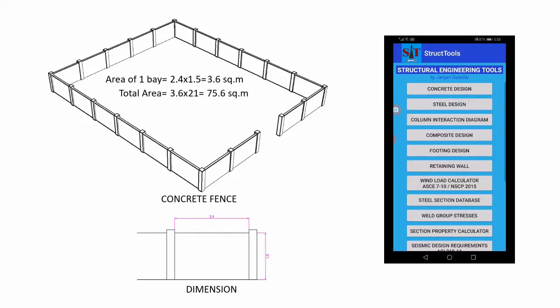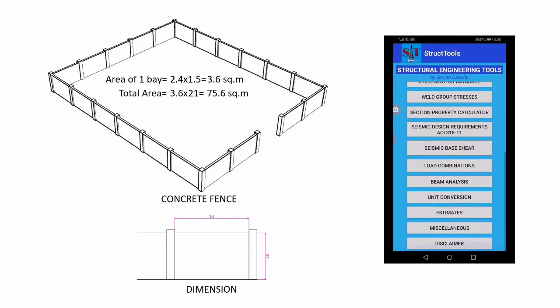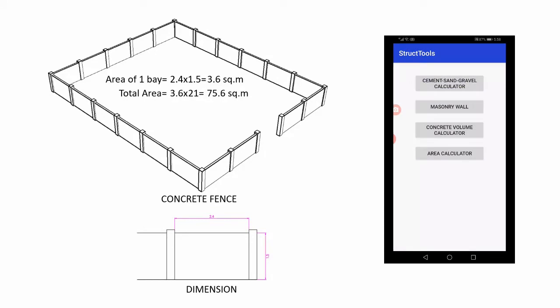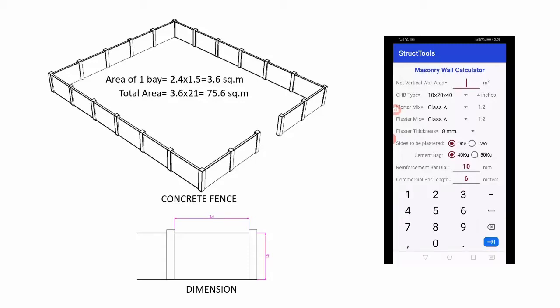This is mostly for structural engineers. What we need here is Estimates. Just scroll down below and you'll find Estimates third from the last. Open it and choose Masonry Wall. Remember, the total area of your wall is 75.6, so input it here.